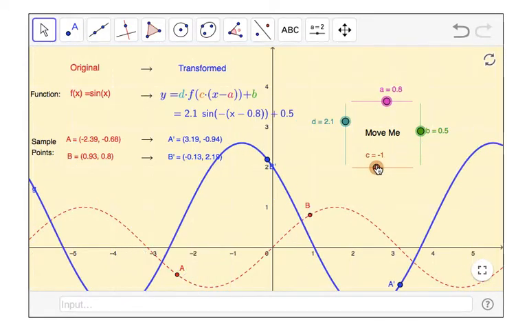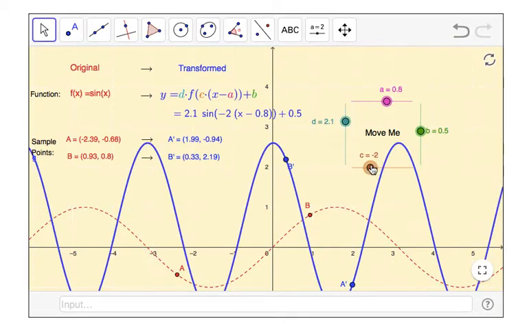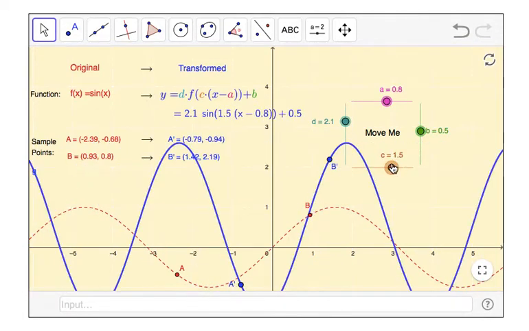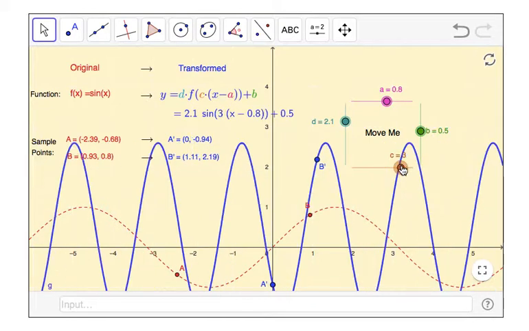Then lastly, there's my horizontal compression and expansion. So I can compress this. It's got a flip of -2. I can put it on this side, and it doesn't have a horizontal flip anymore. And again, I can compress it as I make c get larger. You can see how c changes in the equation as well.